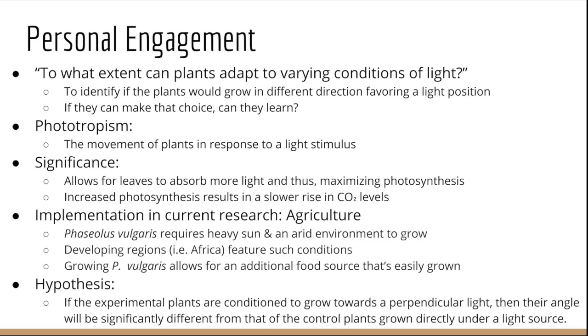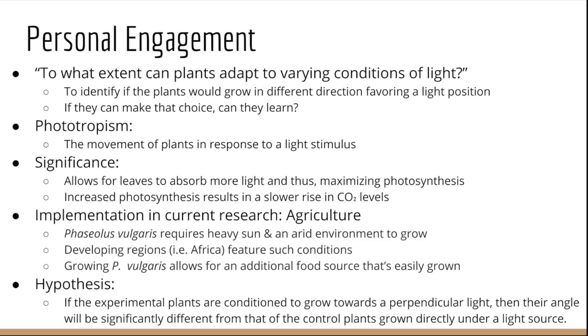So the overall experiment focused on phototropism, which is the movement of plants in response to a light stimulus, and the significance is that it allows for leaves to absorb more light and thus maximize photosynthesis. And so the context for this experiment is that increased photosynthesis results in a slower rise in carbon dioxide levels, which is a greenhouse gas that contributes to climate change. By there being an increase in photosynthesis, the plants take in more carbon dioxide, which then results in less carbon dioxide escaping into the atmosphere.